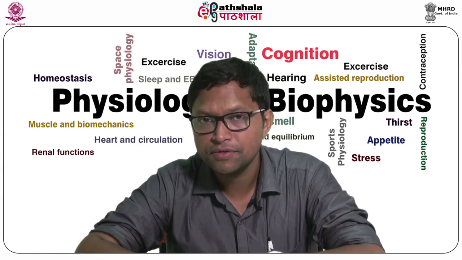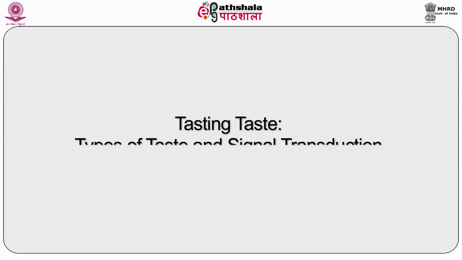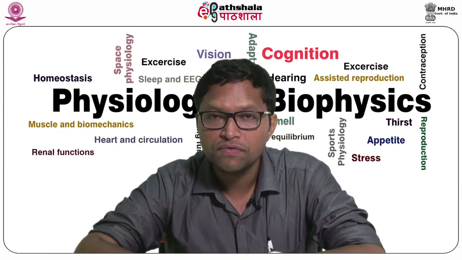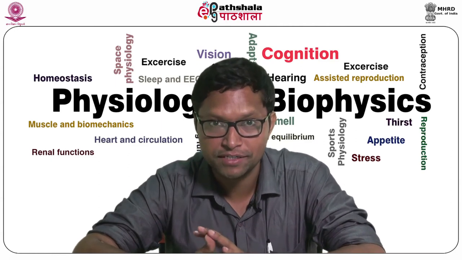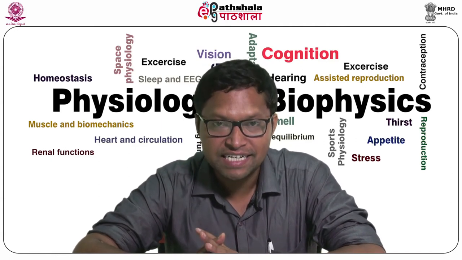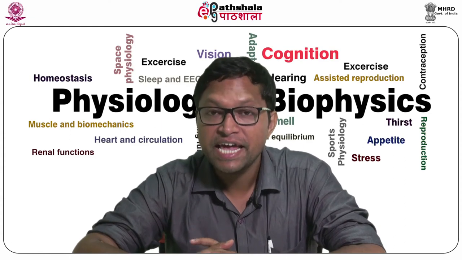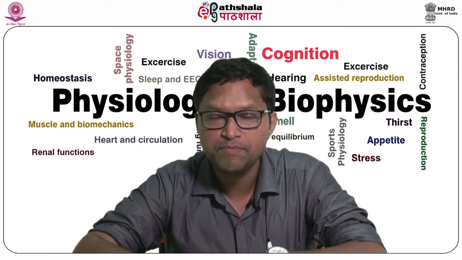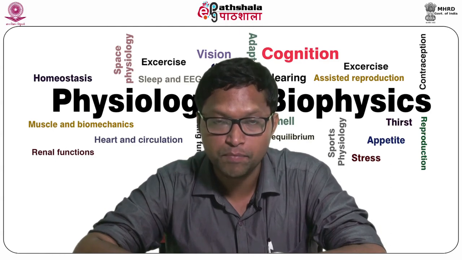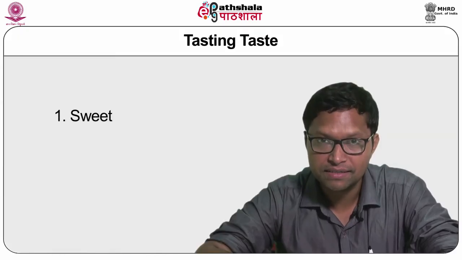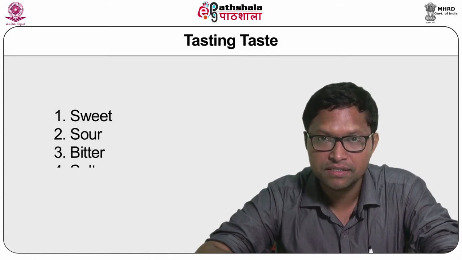Now, let's talk about tasting taste. The types of taste and signal transduction. We all know that all of us like sweets during festivals, and a plate of golgappa or pani puri or fuchka with friends is always priceless. Even though we are constantly making new dishes, the basic tastes remain the same, which are sweet, sour, bitter, salt, and fifth, umami.